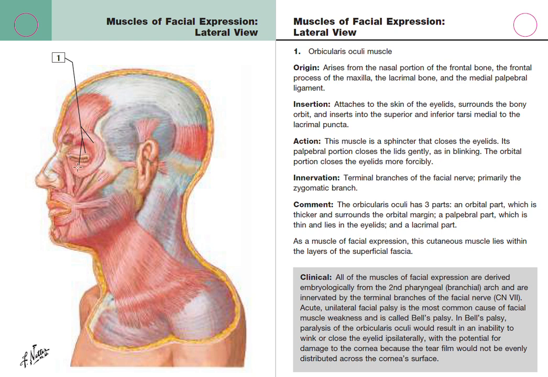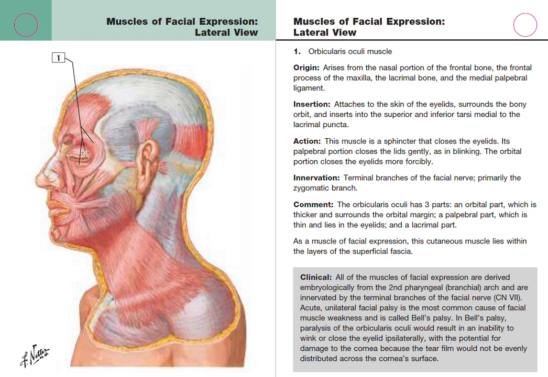Shown here again in lateral view is our circular muscle, the orbicularis oculi muscle. Origin: the orbicularis oculi arises from the nasal portion of the frontal bone, the frontal process of the maxilla, so you can follow my cursor over here. It arises from the lacrimal bone and the medial palpebral ligament.